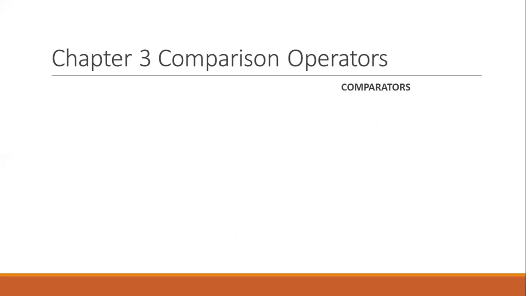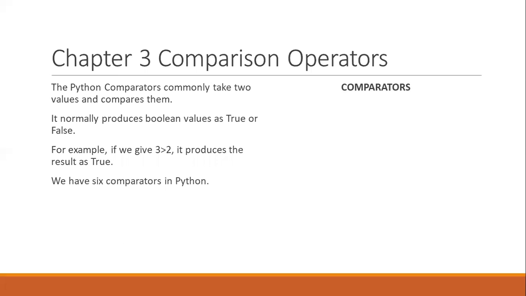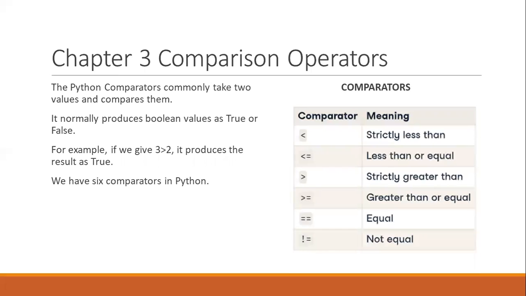Now we'll discuss chapter 3, comparison operators. The Python comparators commonly take two values and compare them. It normally produces Boolean values as True or False. For example, if we give 3 is greater than 2, it produces the result as True. We have 6 comparators in Python. These comparators are strictly less than, less than or equal to, strictly greater than, greater than or equal to, equal and not equal.